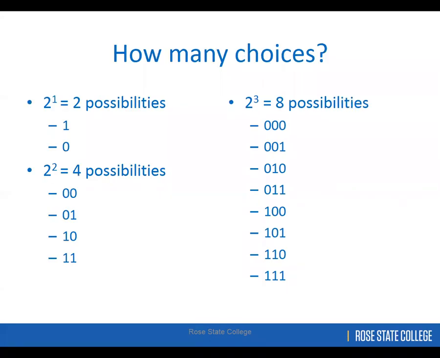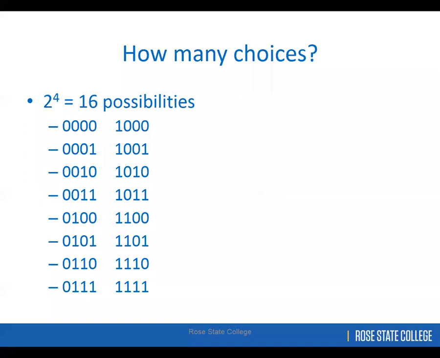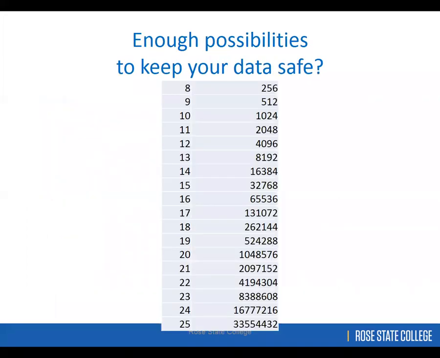So 2 to the 1 has 2 possibilities, 1 or 0. 2 to the 2 has 4 possibilities. In other words, 2 times 2 is 4. And those are the possibilities of 2 squared. 2 to the 3rd gives us 8 possibilities. 2 to the 4th gives us 16 possibilities. Okay, let's keep going. So there's the 8th all the way through the 25th. If I had a 25-bit key, that's pretty good, because if you're trying to unlock that door with that many keys, it would take you forever.